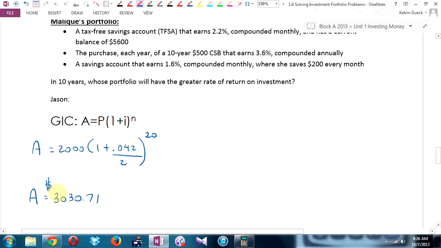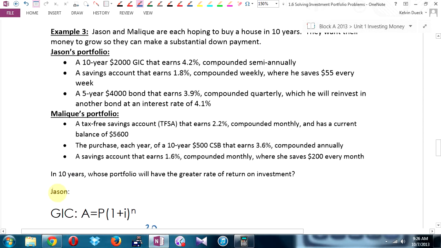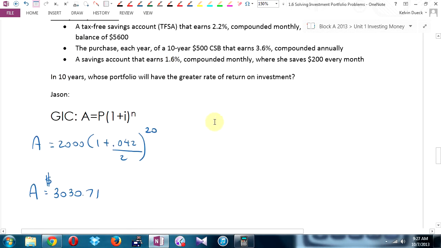The second thing it says is a savings account. We've done that guy, check. Second thing is a savings account that earns 1.8% compounded weekly, where he saves $55 every week. Okay, now we're making a payment. Now we're going to use our graphing calculator. So there's our GIC. Let's do our savings account right here. Nope, didn't want to do that. Okay, and let's do my little table trick.